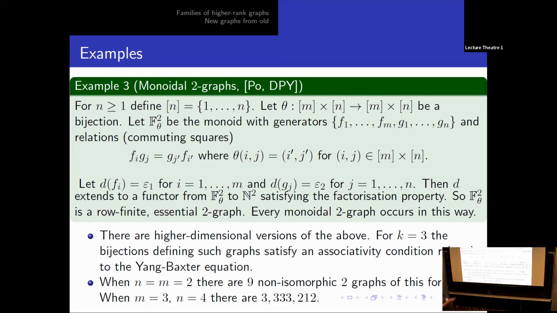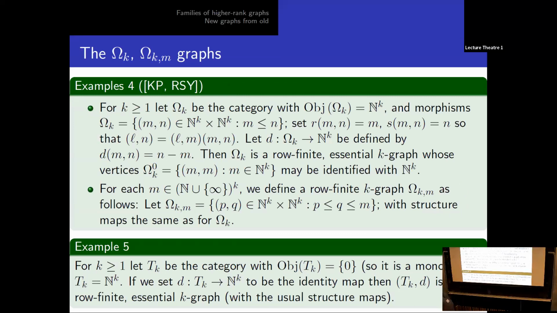So that's one good thing. The next thing comes to us from the original paper. We let omega k be a category whose objects are the lattice points in the first quadrant. And you get a morphism between n and m precisely when n is bigger than m. Range is m, source is n, and composition is as you expect.